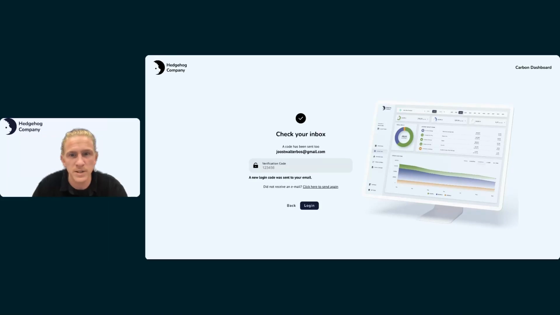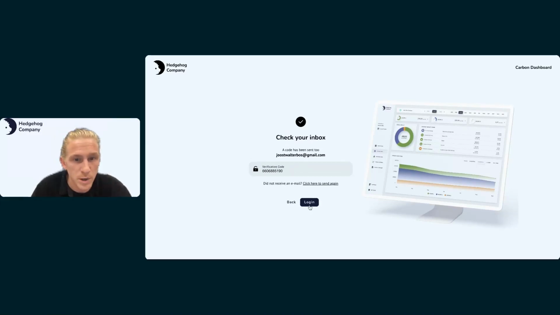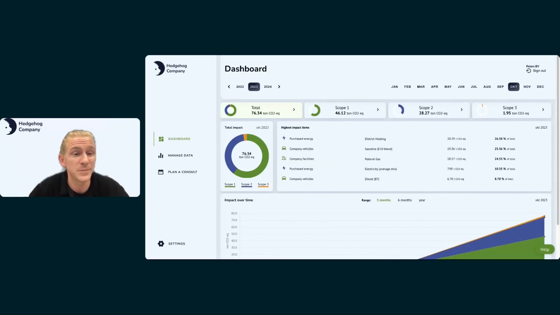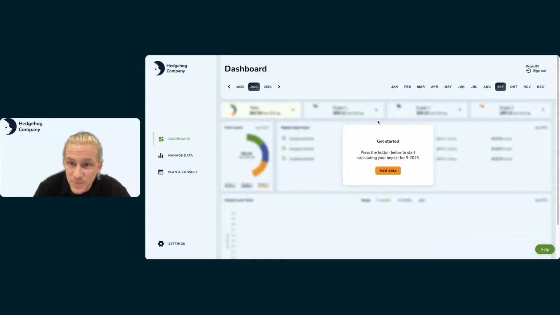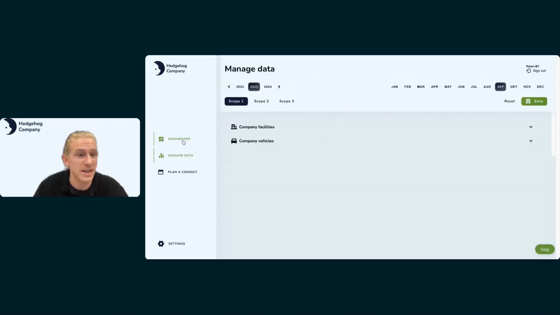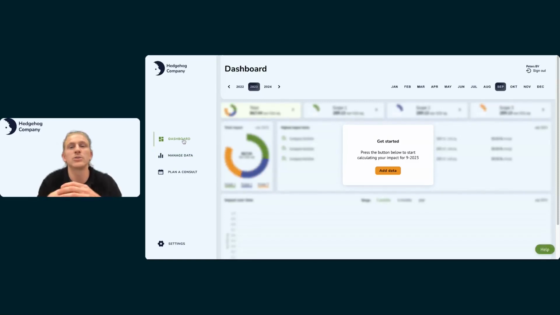There we are. Another important thing to note about our dashboard is that we are working with a passwordless login system. So you do not have to remember your password, but you request a code which is sent to your email address, and that code is valid for only 1 hour, and then lets you log in to your dashboard environment.